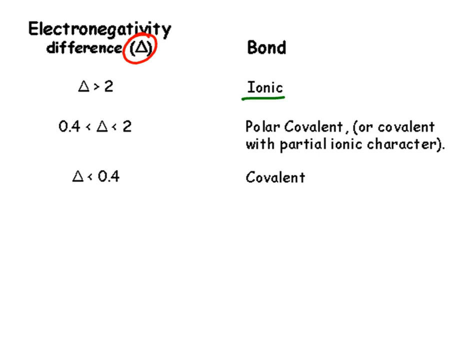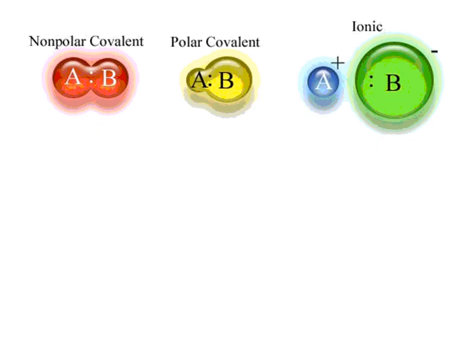If the change is less than 2 but greater than 0.4, so the difference between the electronegativity values of the atoms is less than 2 but greater than 0.4, then we have a polar covalent bond. And lastly, if we have the change being less than 0.4, then we would just call it a covalent or a non-polar covalent bond. Okay, just so we see what these look like. A non-polar covalent bond, as you can see, the evenness within the red shows that the electron clouds are not being distributed towards A or B.